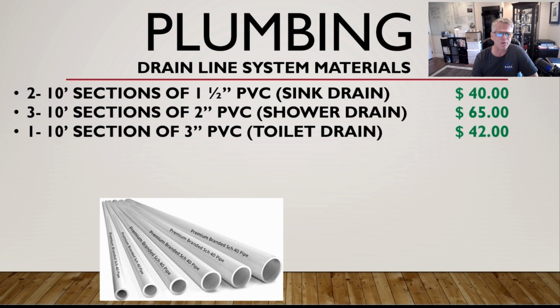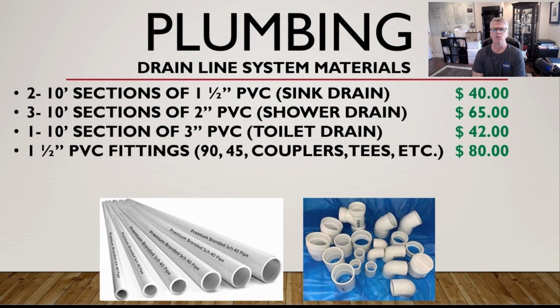You'll need 1 10-foot section of 3-inch PVC for the toilet drain and the main drain line that's going to be put in down to the sewage ejector pit. 1 section of that's $42. You'll need an assortment of 1.5 inch PVC fittings. That'll be 90-degree fittings, 45-degree fittings, couplers. It's just going to depend on your individual layout of your drain line, okay? It's a little bit different on every job, so I can't give you an exact amount, but figure on a couple of each for $80. That's what you'll average for the 1.5 inch.